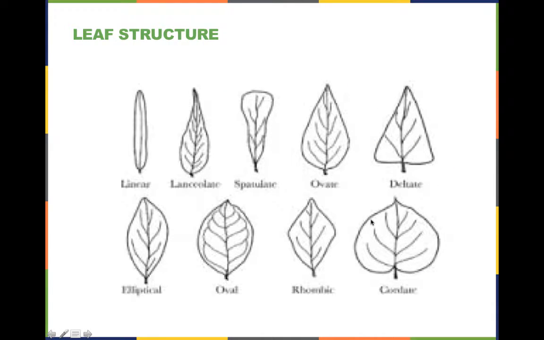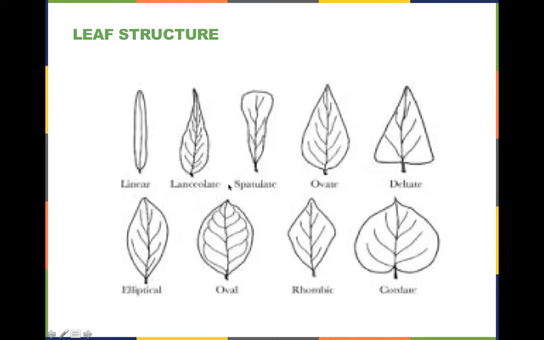Leaves can also have multiple different structures. These go from linear here all the way to something called cordate down here, and then everything in between. So you have a linear structure here. Here's an elliptical structure, ovoid structure, deltoid with the sort of delta-looking shape, ovate, etc.